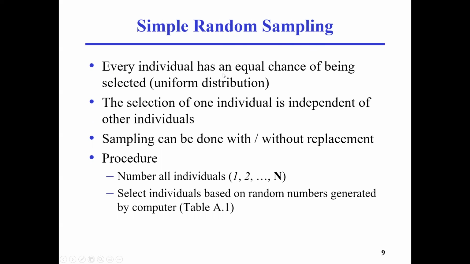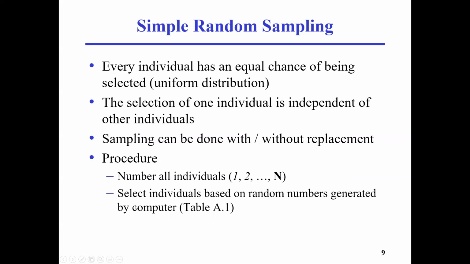So every individual has an equal chance of being selected, which means the probability distribution here is uniform distribution, right? And the selection of one individual is independent of other individuals. Sampling can be done with or without replacement. And the procedure is like this. We number all possible individuals, and select individuals based on random numbers generated by computer.